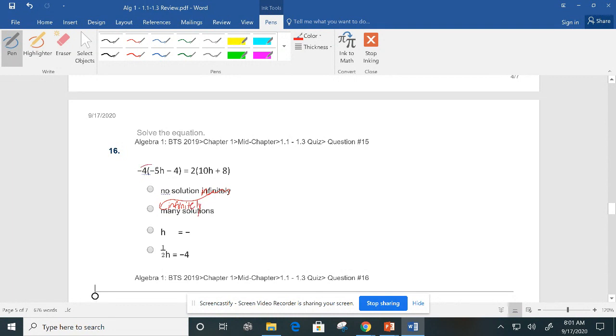All right, let's see what we got here. Distribute, distribute. Negative 4 times negative 5h is a positive 20h. Negative 4 times negative 4 is a positive 16. Right side, 2 times 10h is 20h. 2 times 8 is 16. Well, look what we have here. Left side is the same as the right side. I could stop right here. I know I have what's called the identity. And I know that my solution is infinitely many.